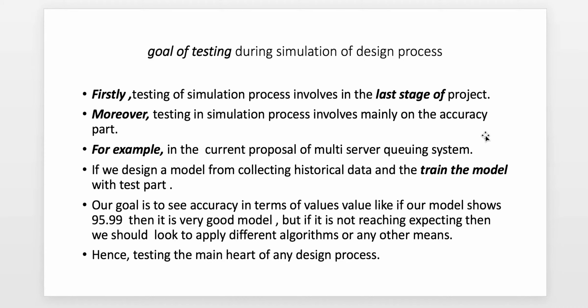Now, let us come to the goal of testing during simulation of a design process. Firstly, the testing process definitely comes at the last stage of the project. Moreover, this process focuses mainly on the accuracy part. For example, as our current proposal is multi-server queuing systems, we design a model based on the historical data and train the model with the test part. And finally, we see accuracy in terms of mathematical values like 95.99 or 99.9%. But if our model does not reach our expectations, we should go for different algorithms or other means. Hence, testing is the main heart of any design process.